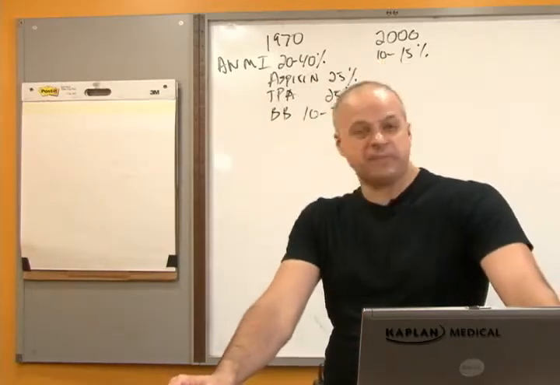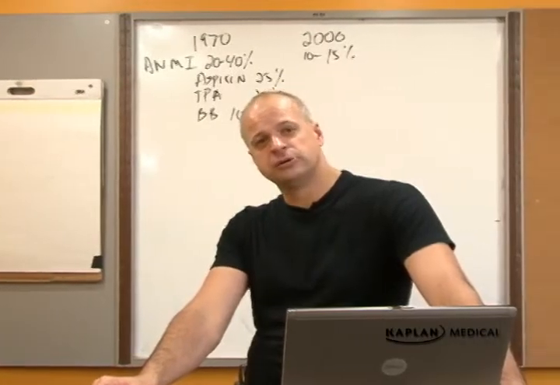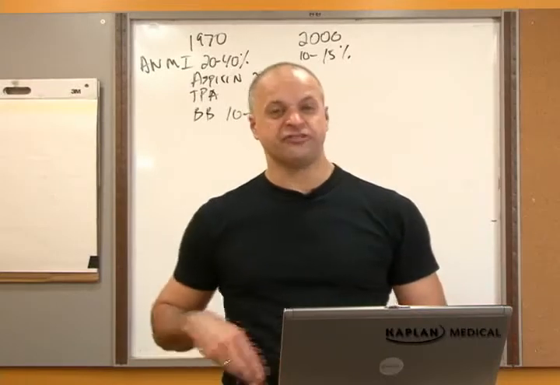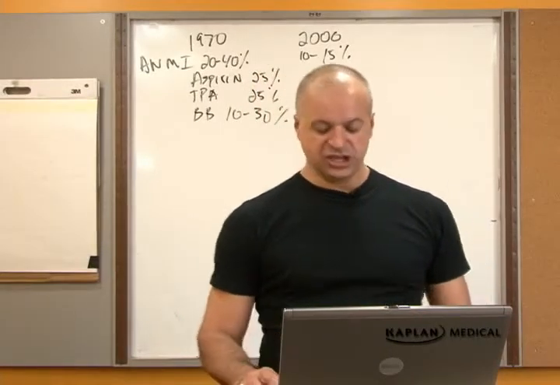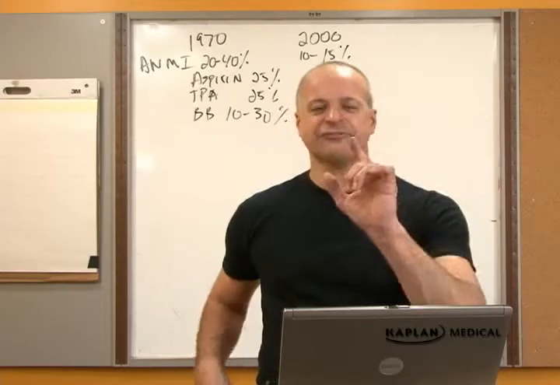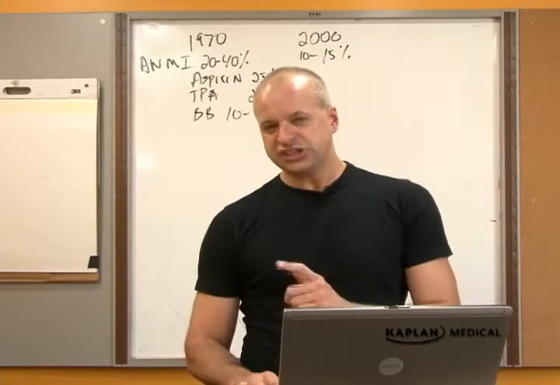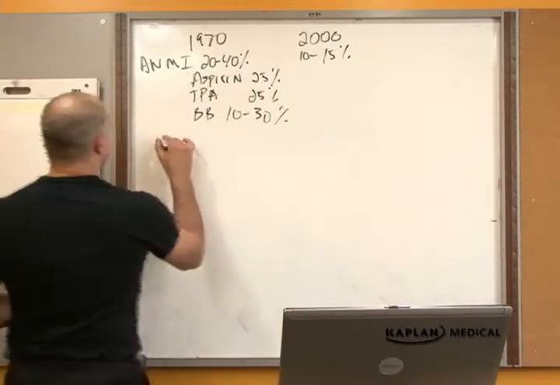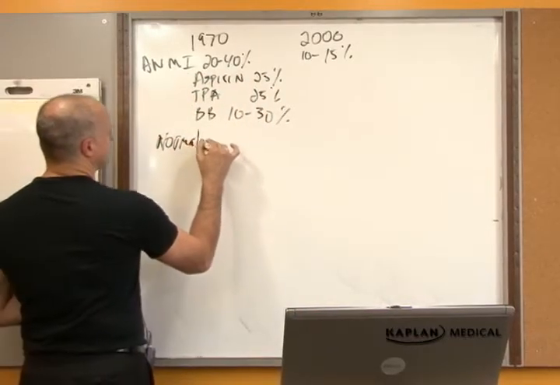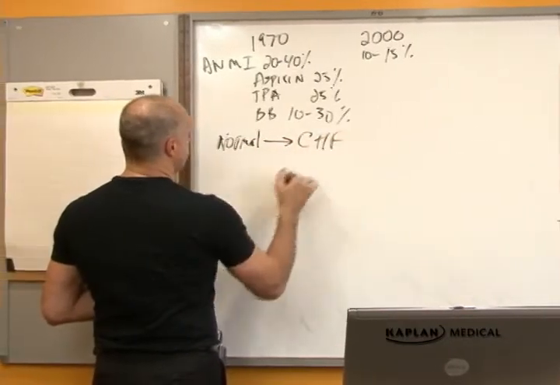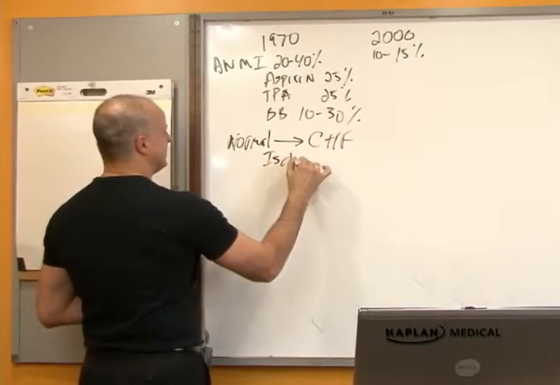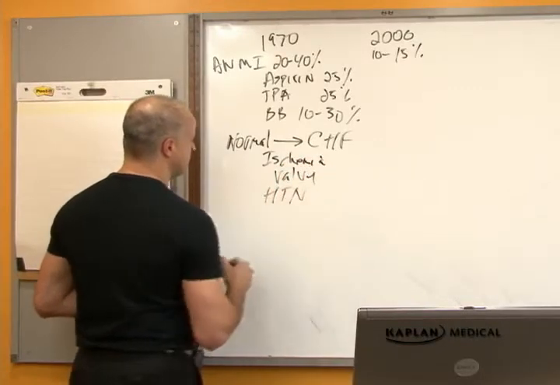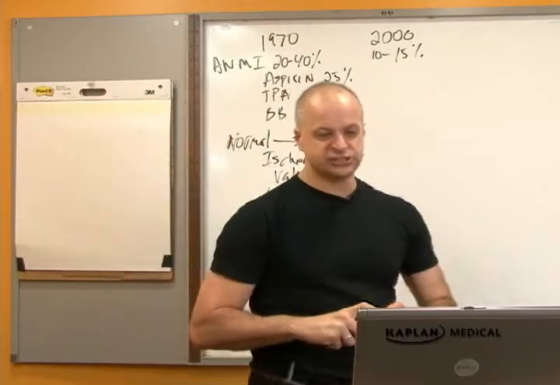Many of those people are alive and normal now, but many more of them are alive and suffering from congestive heart failure. Now, the most common reason to develop congestive heart failure after you have a normal heart is ischemia. How do we go from a normal heart to a congestive heart failure heart? The answer is coronary disease, ischemia, valve lesions, hypertensive cardiomyopathy. That's dilated cardiomyopathy.